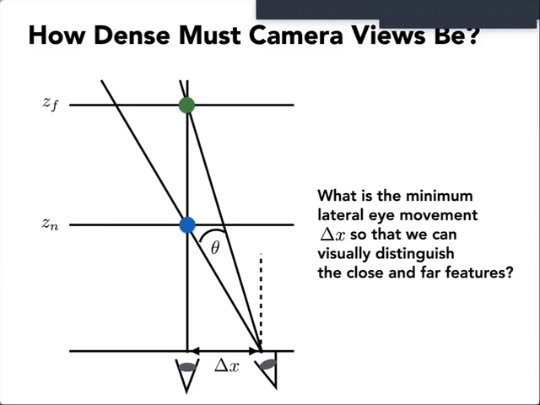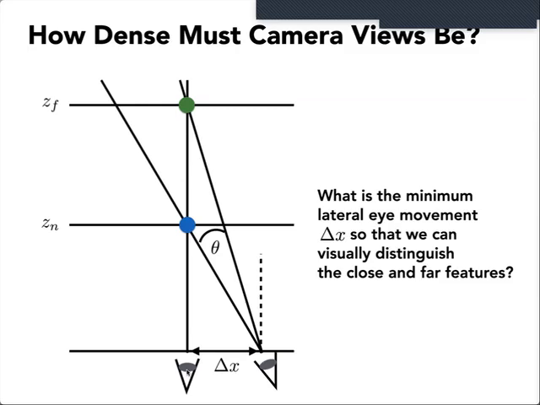But let's leave that for a second and just analyze it algebraically and geometrically. How can we reason about how dense the camera views must be? Here's one way. Suppose I line up my view in VR so that a blue dot and a green dot are perfectly occluded by each other. What's the minimum delta x lateral movement I need to make so that I can visually distinguish the close and far features? I've drawn it totally exaggerated here; it doesn't need to be this big. So the question is, what is the minimum delta x so that I can distinguish these two features? You can convince yourself that depends on how well the eye can see.